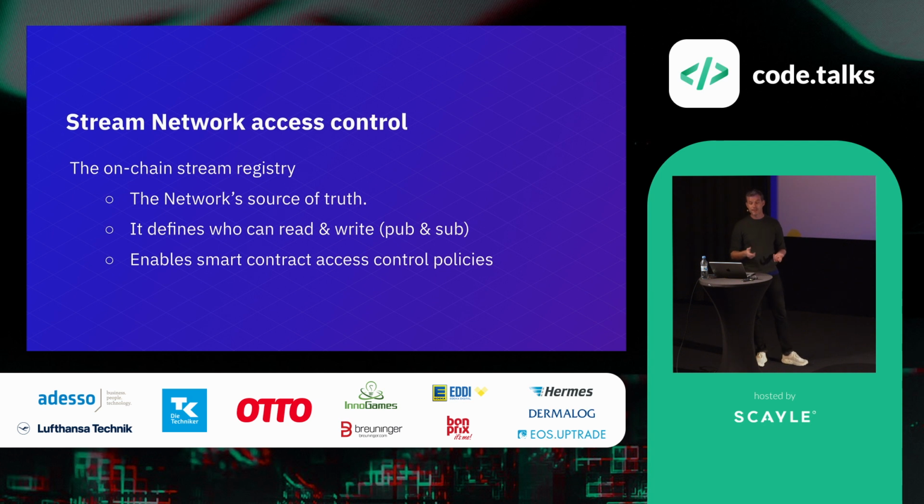And then lastly, on the technical section, there is the access control. So this is the on-chain stream registry. This is another touch point we have in the blockchain. It's a network source of truth. So the nodes are looking at the blockchain and seeing who can publish and subscribe to these streams. And it's quite an interesting touch point as well, because with this on-chain stream registry, we can now imagine exotic access control policies.